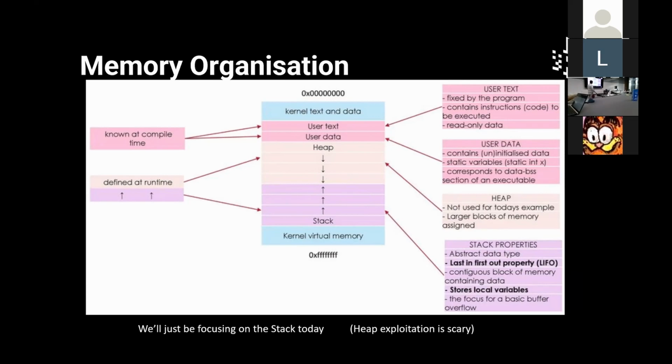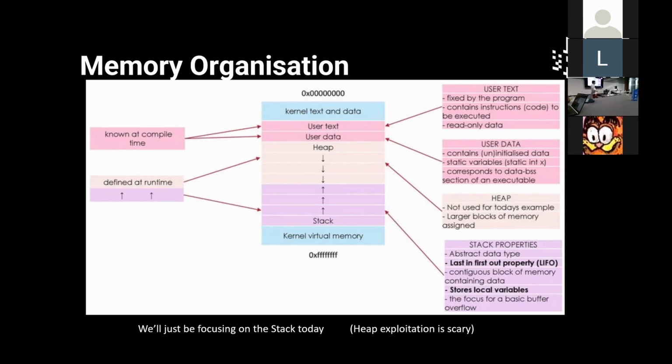For example, the kernel virtual memory and kernel text and data is basically memory reserved for the kernel. Actually, I'm probably butchering my explanation. I don't know exactly what it's for, but the text, data, heap, and stack are the four most important segments that you will be dealing with 99% of the time. The text segment is what your code is stored in. For example, when you compile your code, the actual machine code is stored in the text segment, and that's where the instructions are held.